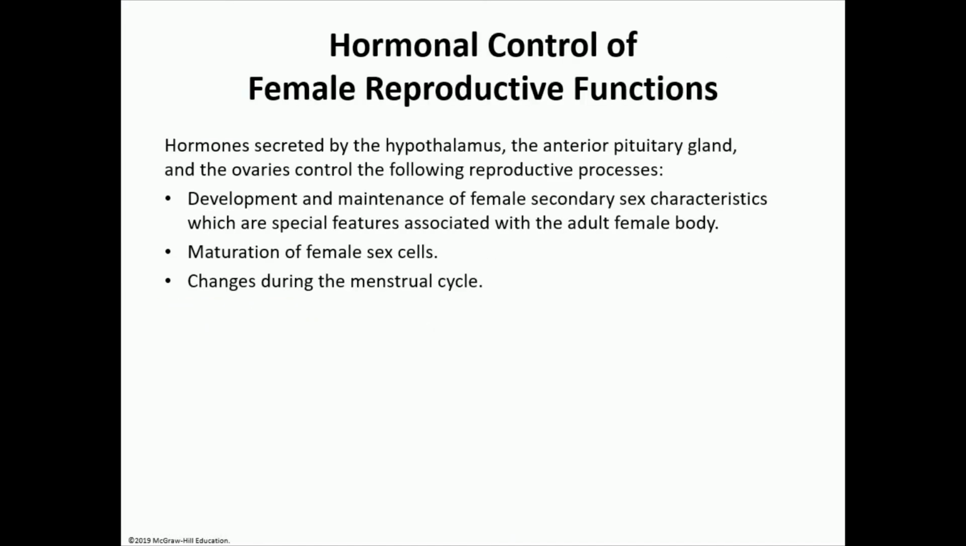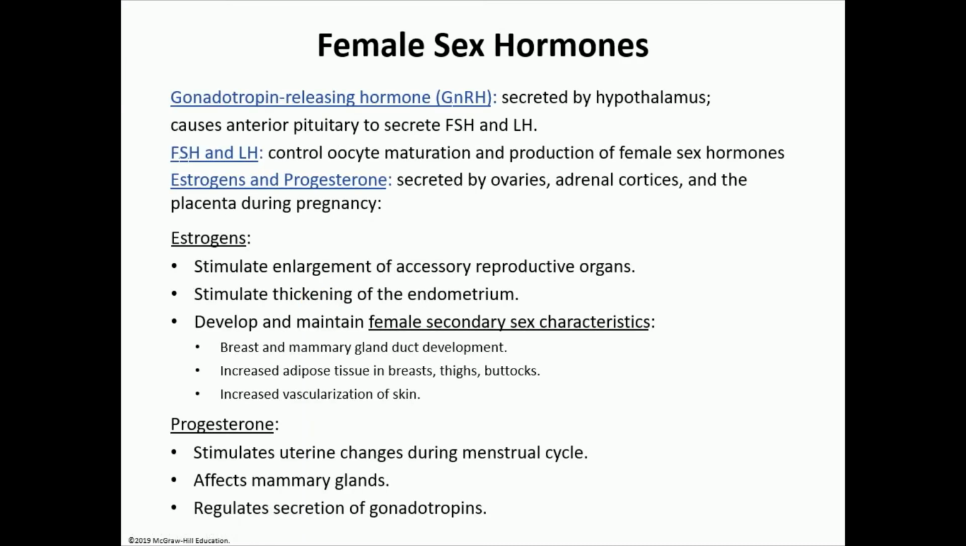So, hormonal control of the female reproductive functions. The hormones are made by the hypothalamus, then the anterior pituitary, and then the ovaries. So that is kind of like the 3 different parts. They help in the development and maintenance of the female sexual characteristics, maturation of the female sex cells, and the changes that occur during the menstrual cycle.